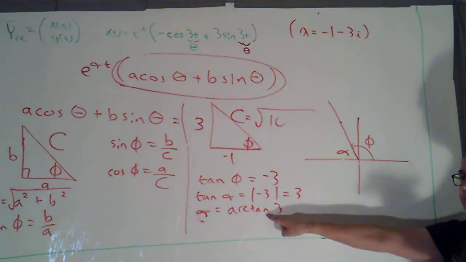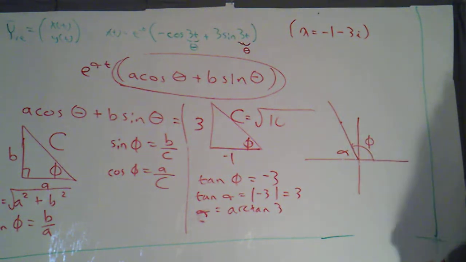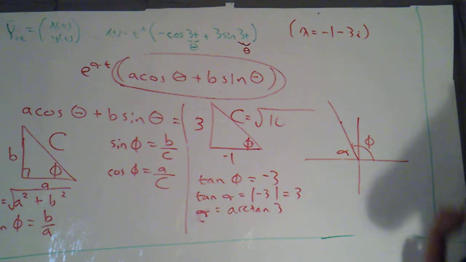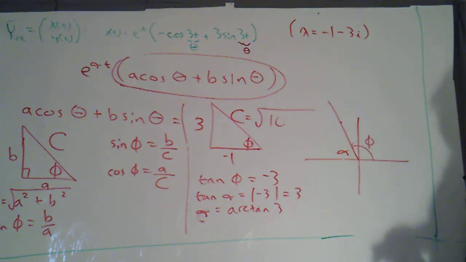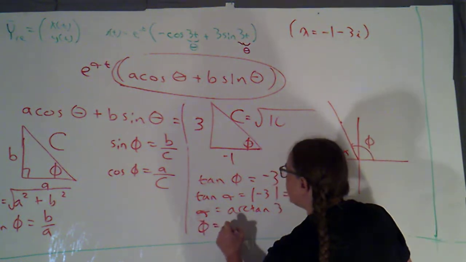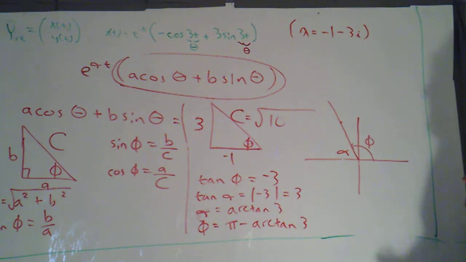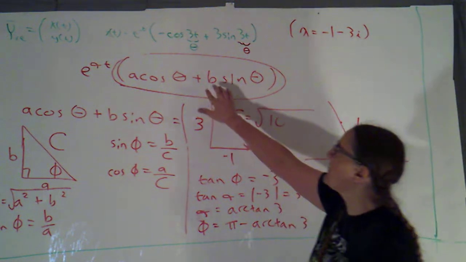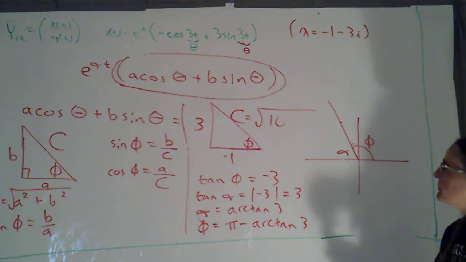I can always use inverse trig for the reference angle because the reference angle is always acute. For phi, I can't use arctan here because the range of arctan is between negative pi over 2 and pi over 2. There's no obtuse angle in that range. But I can always use inverse trig for the reference angle, and so then phi would be pi minus arctan of 3. So that's how I can use this formula to calculate the c and the phi values that will work, so that I can write this part of my solution as just some transformation of the cosine graph.